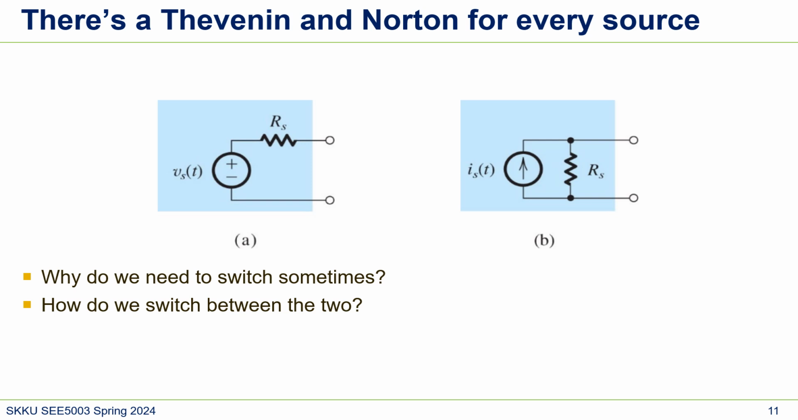First question, why? Why do we need to switch them? Can we just use Thevenin all the time, or can we just use Norton equivalent all the time? Can we just use whatever I like? No, it's not. Each of them has its own purpose. In some situations, we need Thevenin; in other situations, we need Norton. And the next question would be, how do we switch between them?